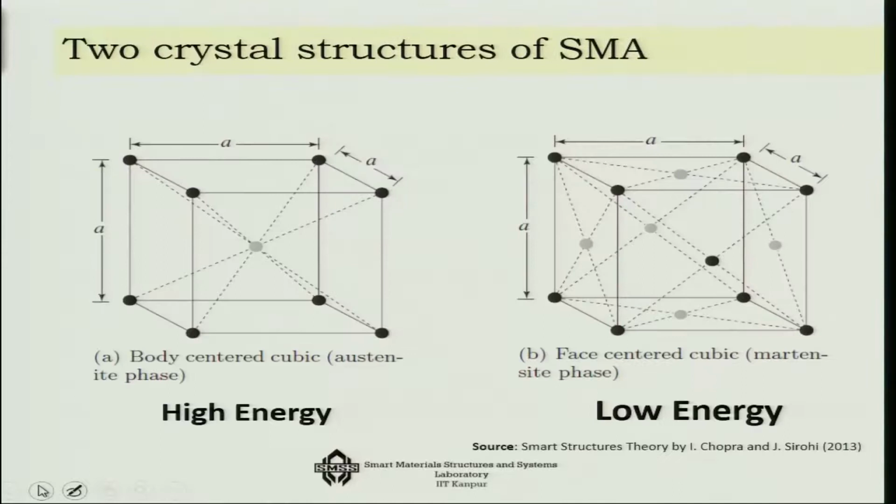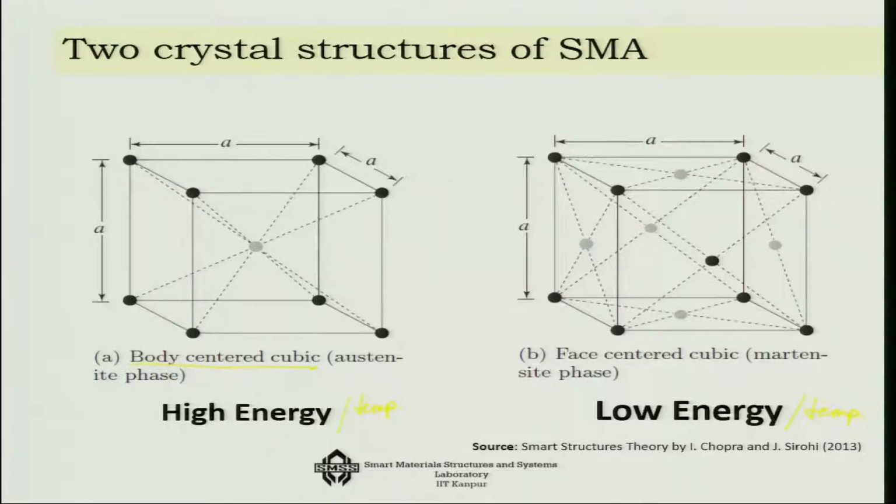Now, from the crystal structure point of view, there are two crystal structures in SMA. One is at high energy or high temperature form and another is at low energy or low temperature form. So, at high energy, the form that we encounter is called a body centered cubic structure, austenite phase.